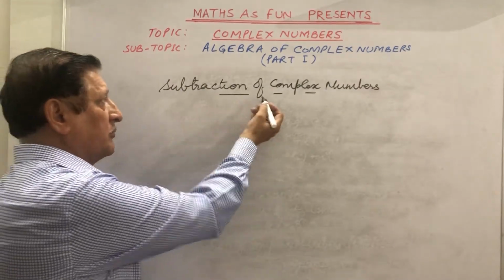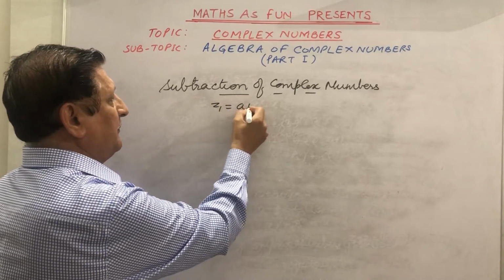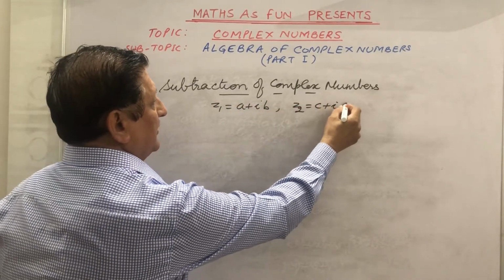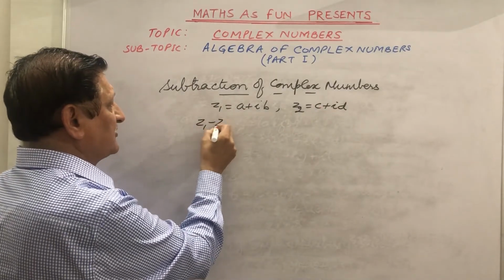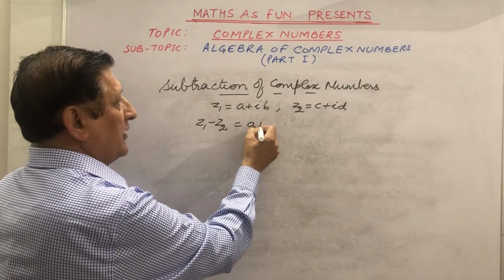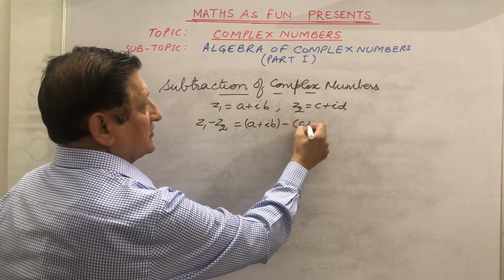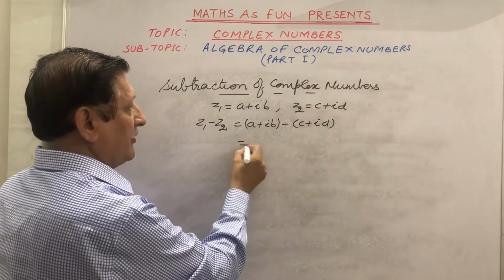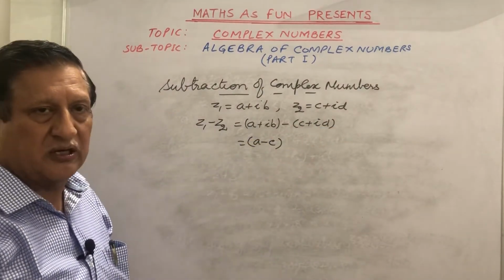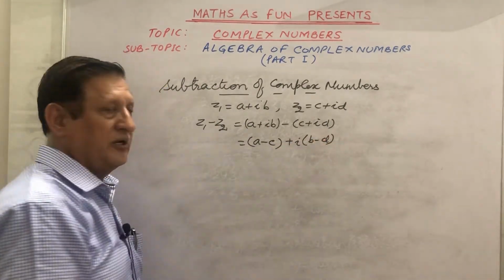Now we are going to learn about subtraction of complex numbers. Suppose z1 is a plus iota b and z2 is c plus iota d, and we want to find the difference of them, z1 minus z2. Then it will be a plus iota b minus c plus iota d, and here we find this will be a minus c, because the real part can be subtracted from the real part, plus iota times b minus d.